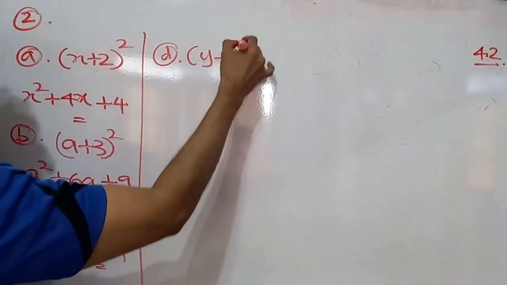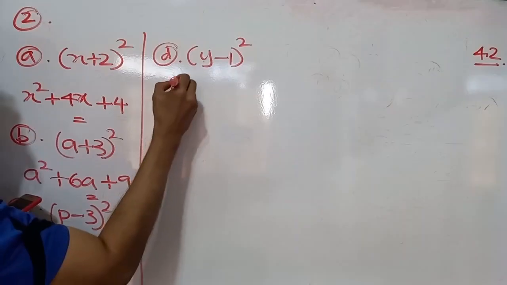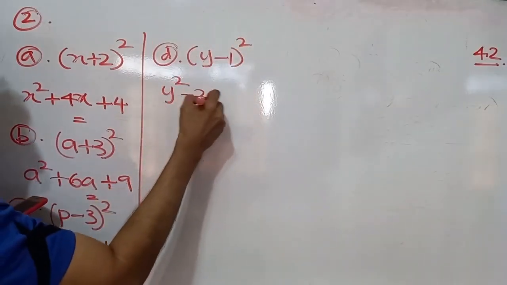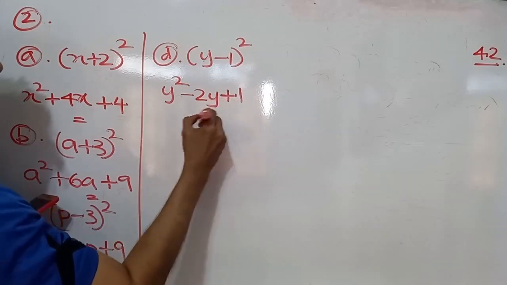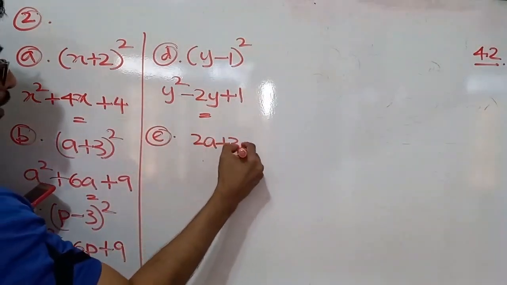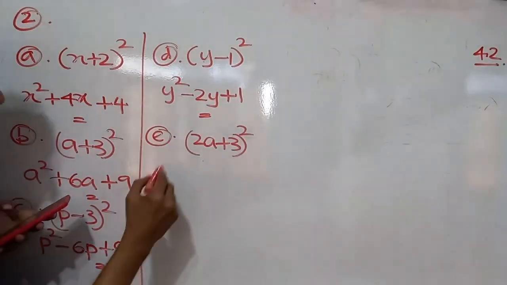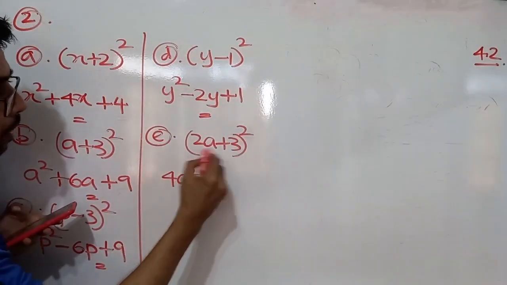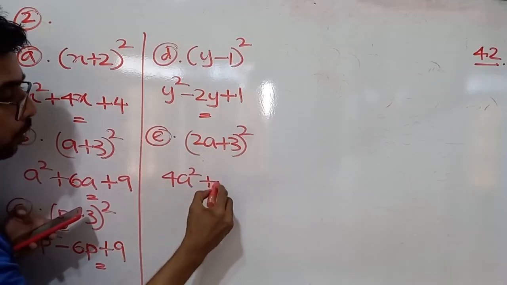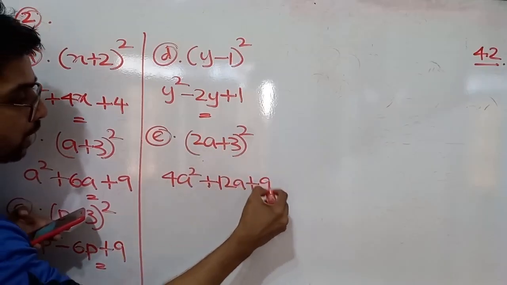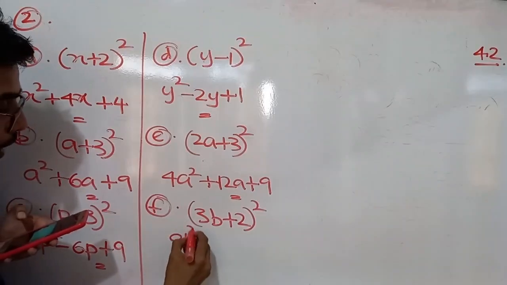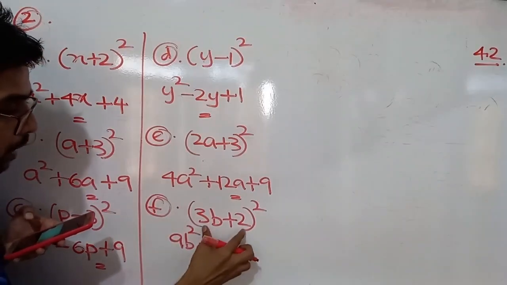y minus 1 squared. So we get y squared here, negative y, multiply that by 2, we get what? Negative 2y plus 1. Then e, 2a plus 3 whole thing squared. So we get what? 4a squared, multiply these two, we get what? 6a, again multiply that by 2, we get 12a plus 9. So here we have to square this.